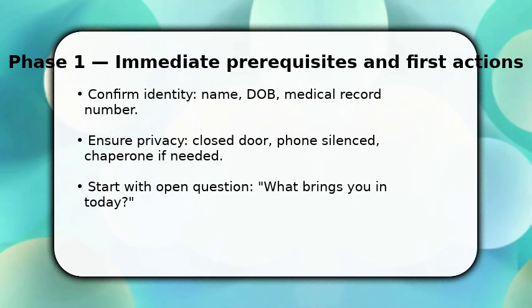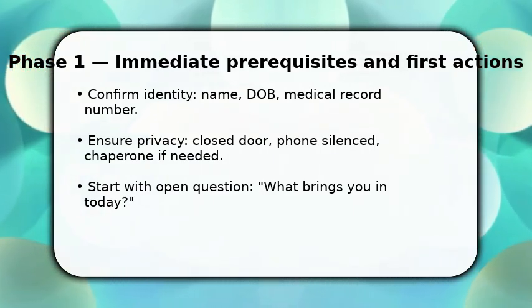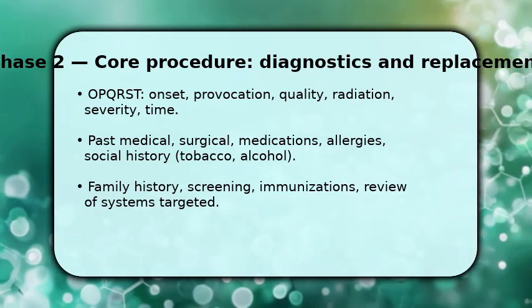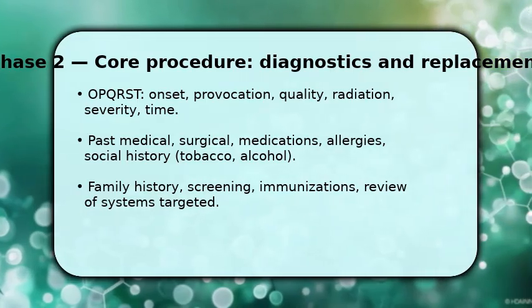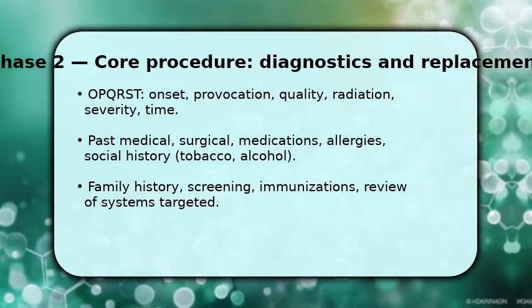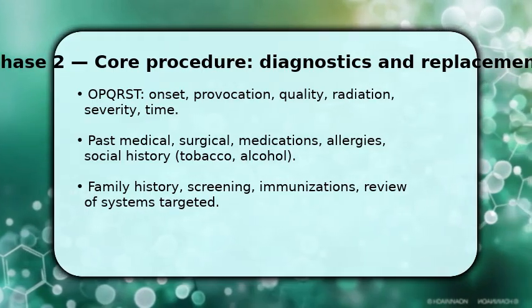You should document exact quotes for chief complaint and timestamp entries immediately. You now explore the problem in detail using OPCUS to capture onset and pattern. That reveals mechanisms. Then review past medical and surgical history, medications, and allergies because these affect diagnosis and treatment choices.